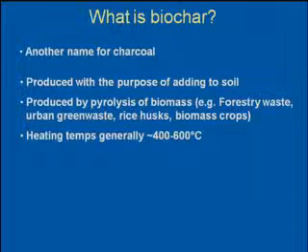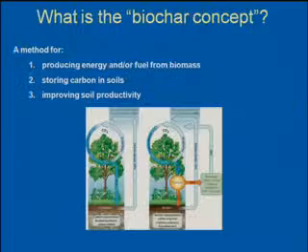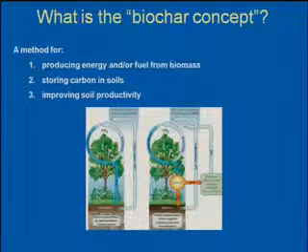And that biomass is generally waste biomass, either forestry waste, urban green waste, rice husks. There's a number of different types of waste biomass that can be utilised, and the other way is to specifically produce biomass crops and turn them into biochar. Heating temperatures, we'll see in a minute, are quite important. Generally, the heating temperature for the biochar is around 400 to 600, but there's quite a bit of variability in how people are producing this stuff. Okay, that's what biochar is.